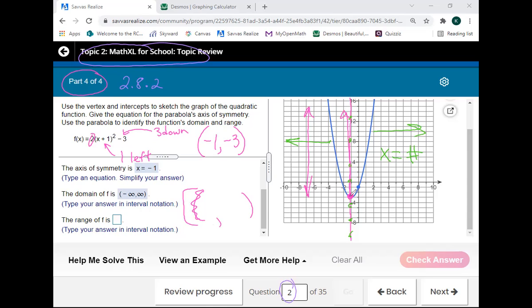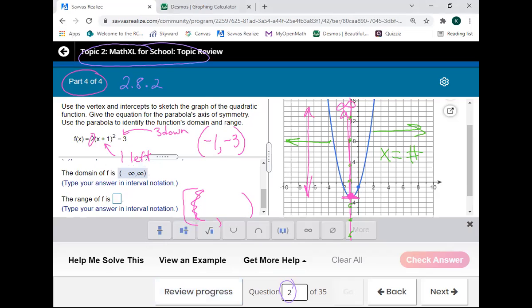So what's the smallest this goes down to here? The -3 on the y value. And what's the highest it goes up to? And that would be up to infinity. And so that's everything we need in this problem, I believe. So let's go ahead and type that in.